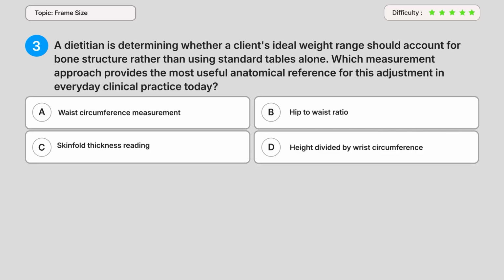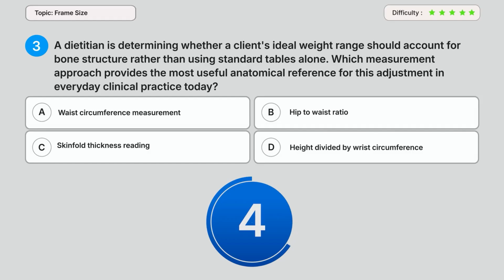A. Waist circumference measurement. B. Hip to waist ratio. C. Skin fold thickness reading. D. Height divided by wrist circumference. Do you know the answer?